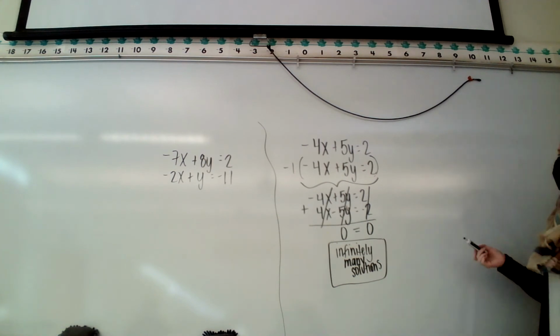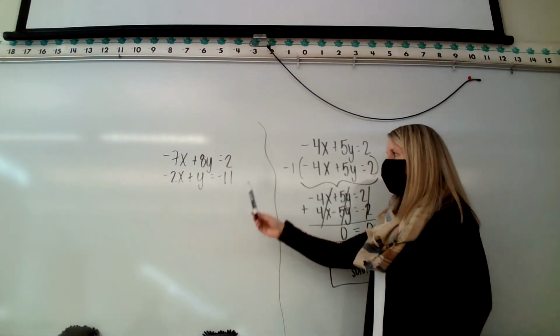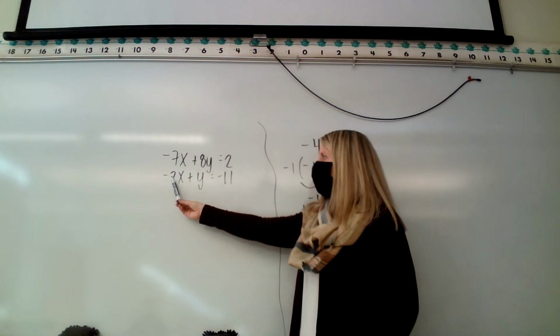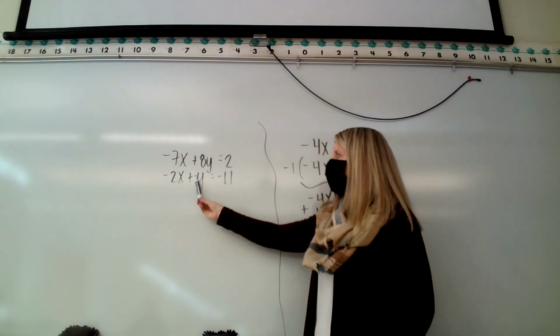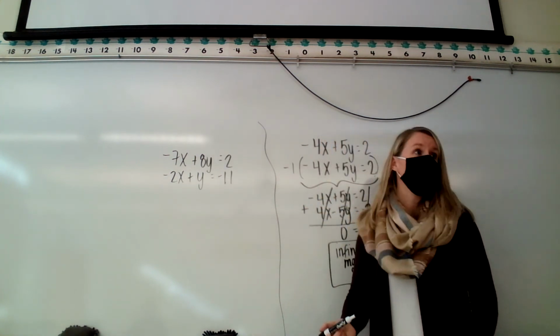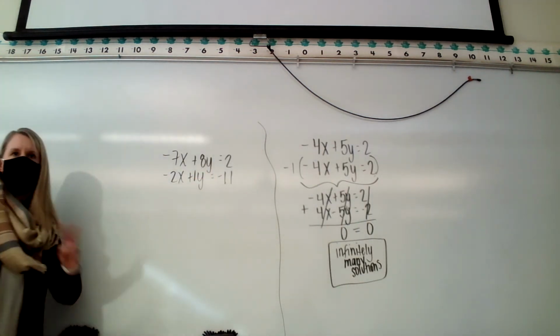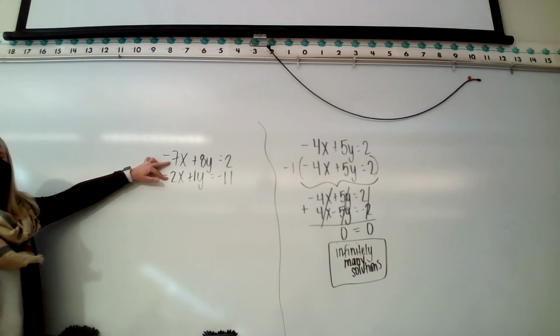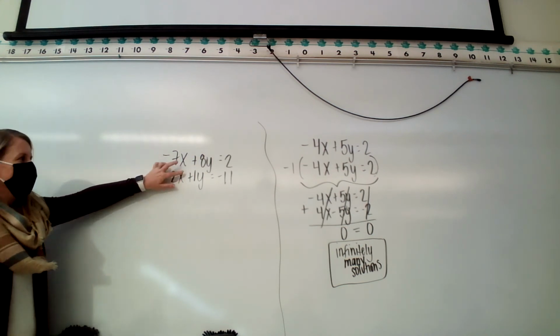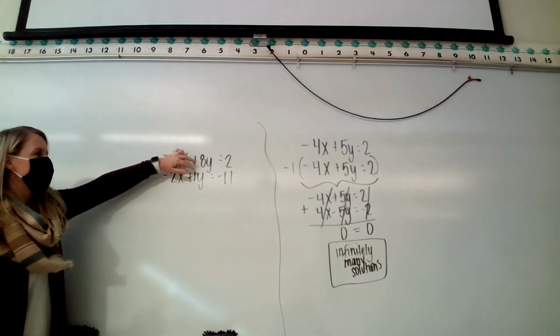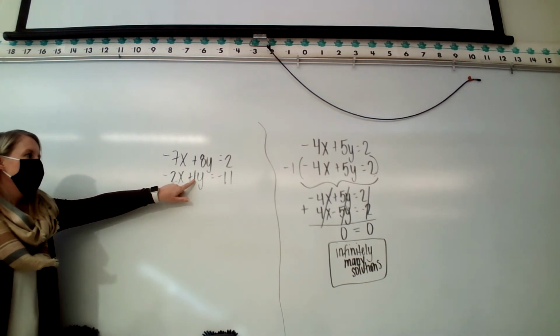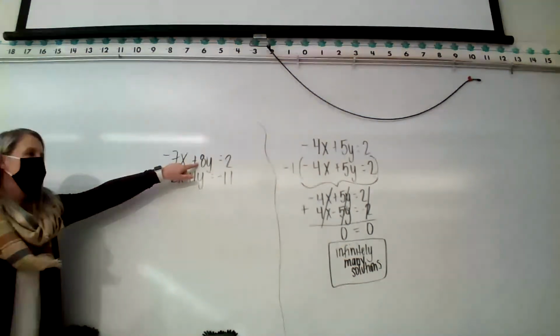Hey guys, looking at the coefficients, do you think it's going to be easier to cancel the x's or the y's? Why? The y's are going to be easier because we need to make the numbers the same with opposite signs. But 2 and 7, that's just annoying. This one's not as bad because I have a 1 and an 8, so I really only have to multiply this one equation to match it there.